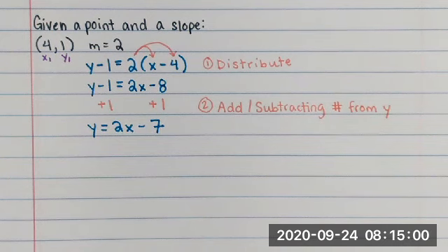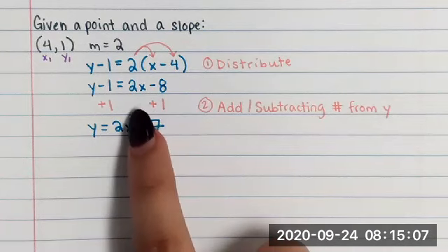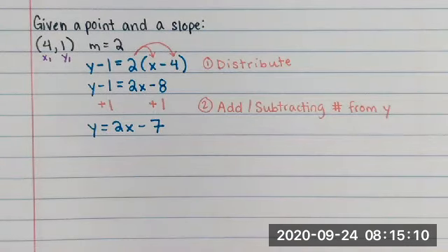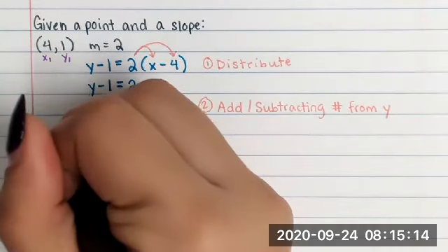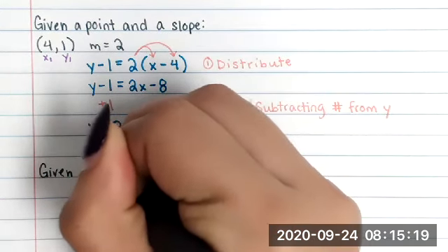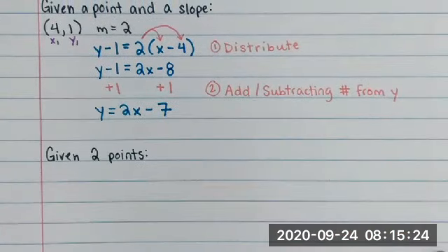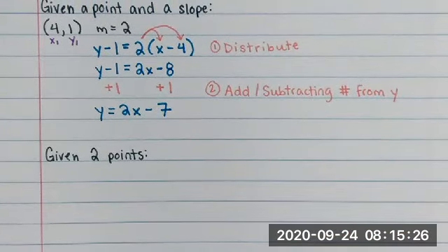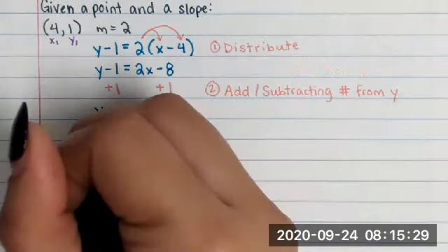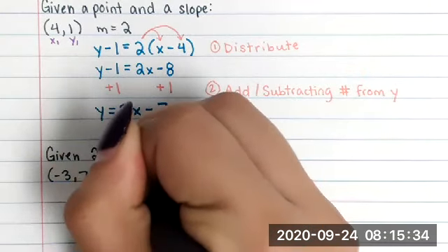Every time you write something in point slope, if you want it to be in y equals mx plus b, you're going to distribute, and then you're going to add or subtract that number. Now, what if you're given 2 points? Well, for point slope form, we need a point and a slope. So this is a little bit of a problem for us.